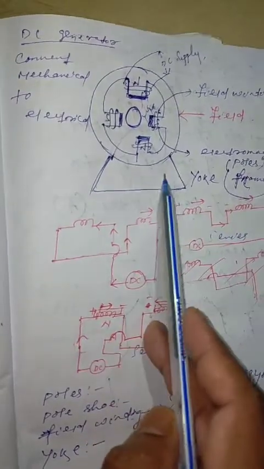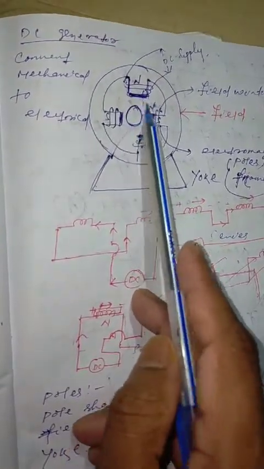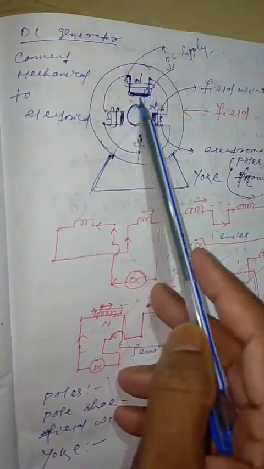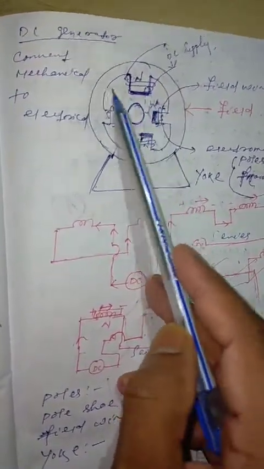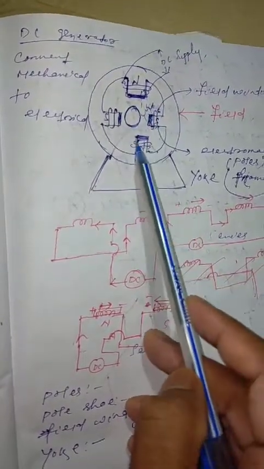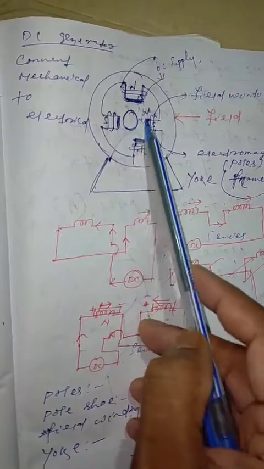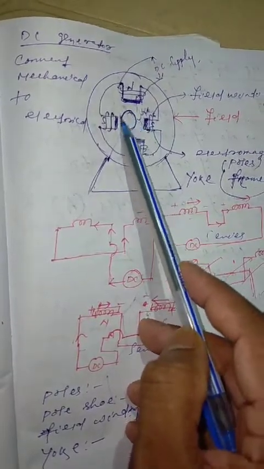Next we will go to the rotor part. Once we give the DC supply to this one, we will have the DC magnetic field, and this DC magnetic field will be there inside this air gap. Next we have a rotating part. What will be there in the rotating part? In this rotating part we will have a rotor.